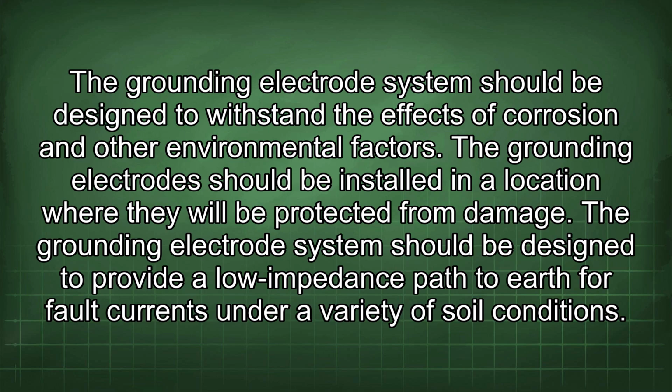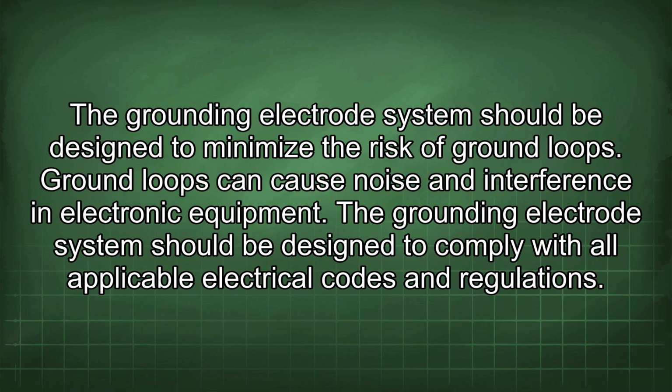The grounding electrodes should be installed in a location where they will be protected from damage. The grounding electrode system should be designed to provide a low impedance path to earth for fault currents under a variety of soil conditions. The grounding electrode system should be designed to minimize the risk of ground loops. Ground loops can cause noise and interference in electronic equipment. The grounding electrode system should be designed to comply with all applicable electrical codes and regulations.